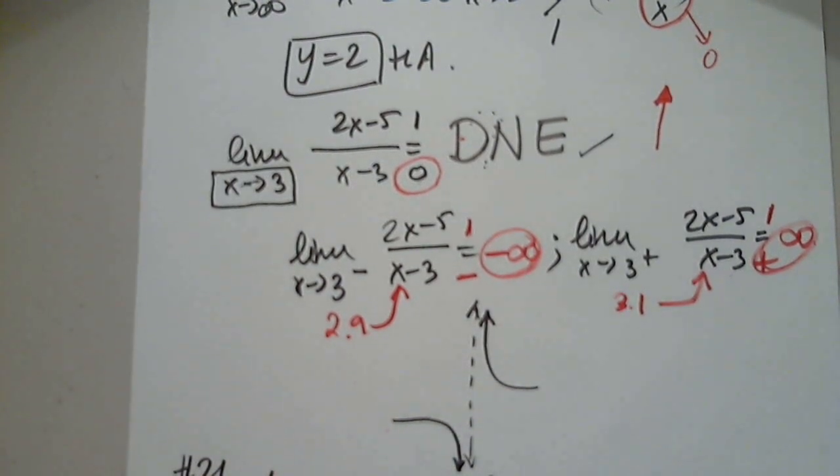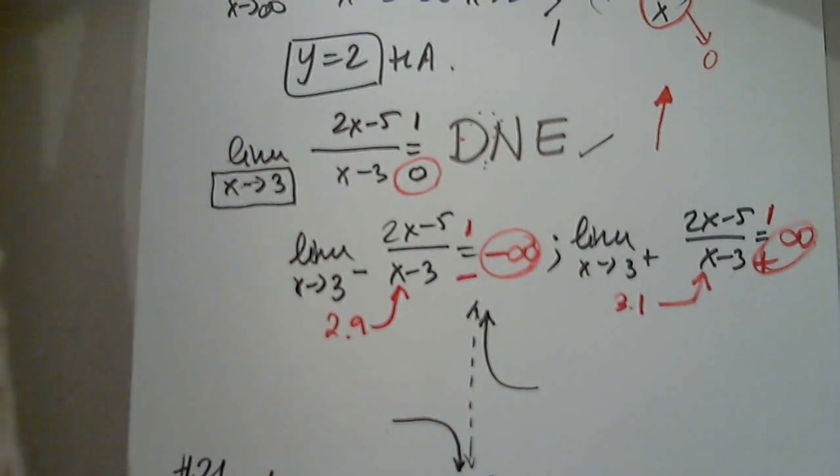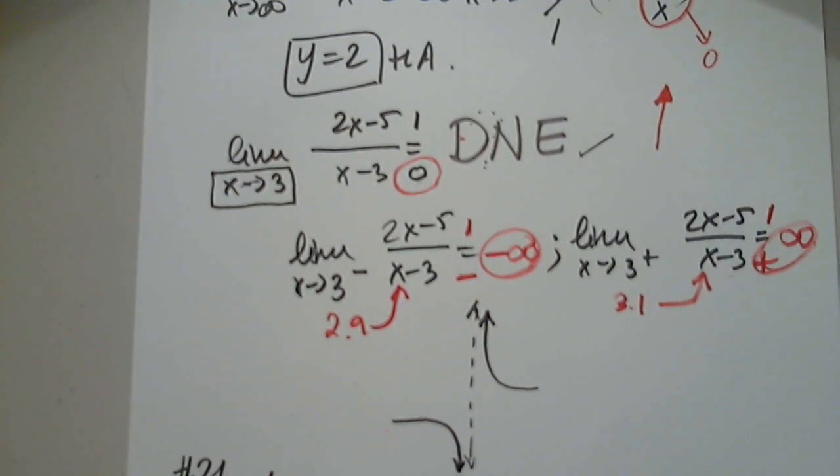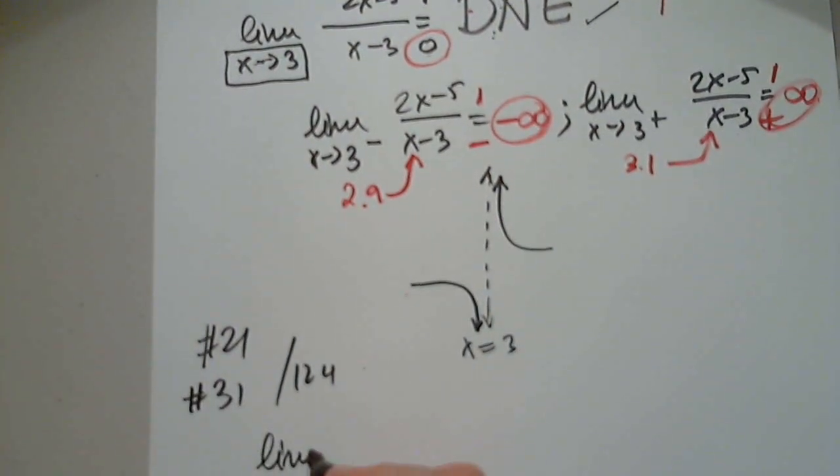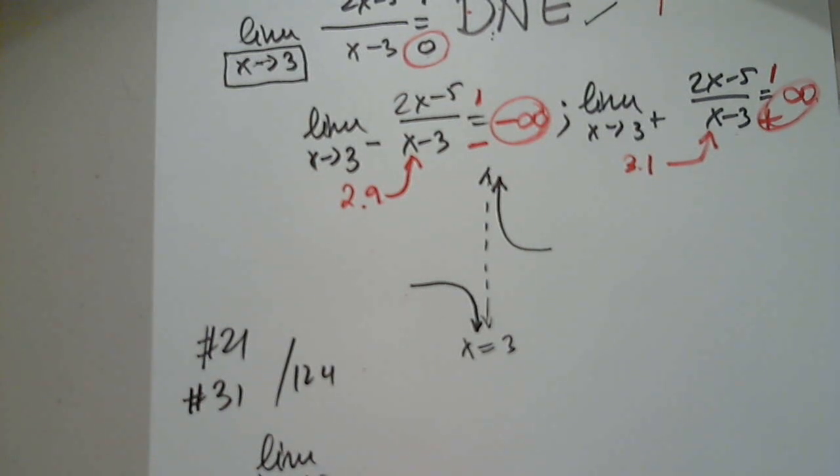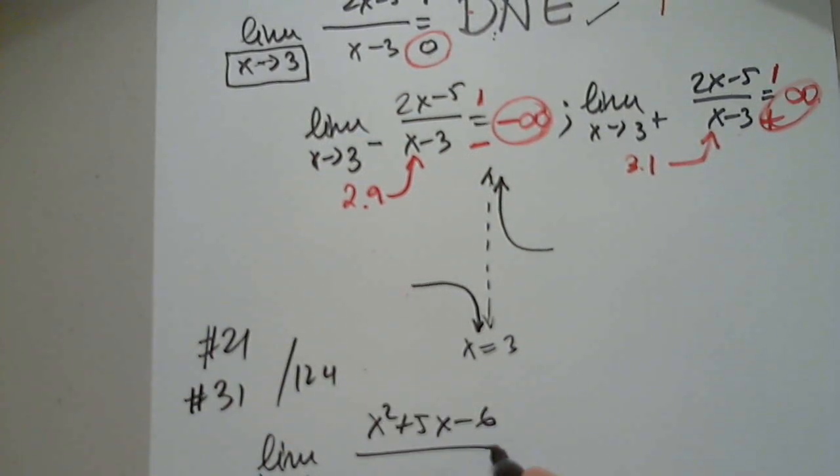Okay. Let's take a look. 1, 2, 4. 21. Right here. So the limit as x approaches 1 of (x squared plus 5x minus 6) over (x squared minus 1).